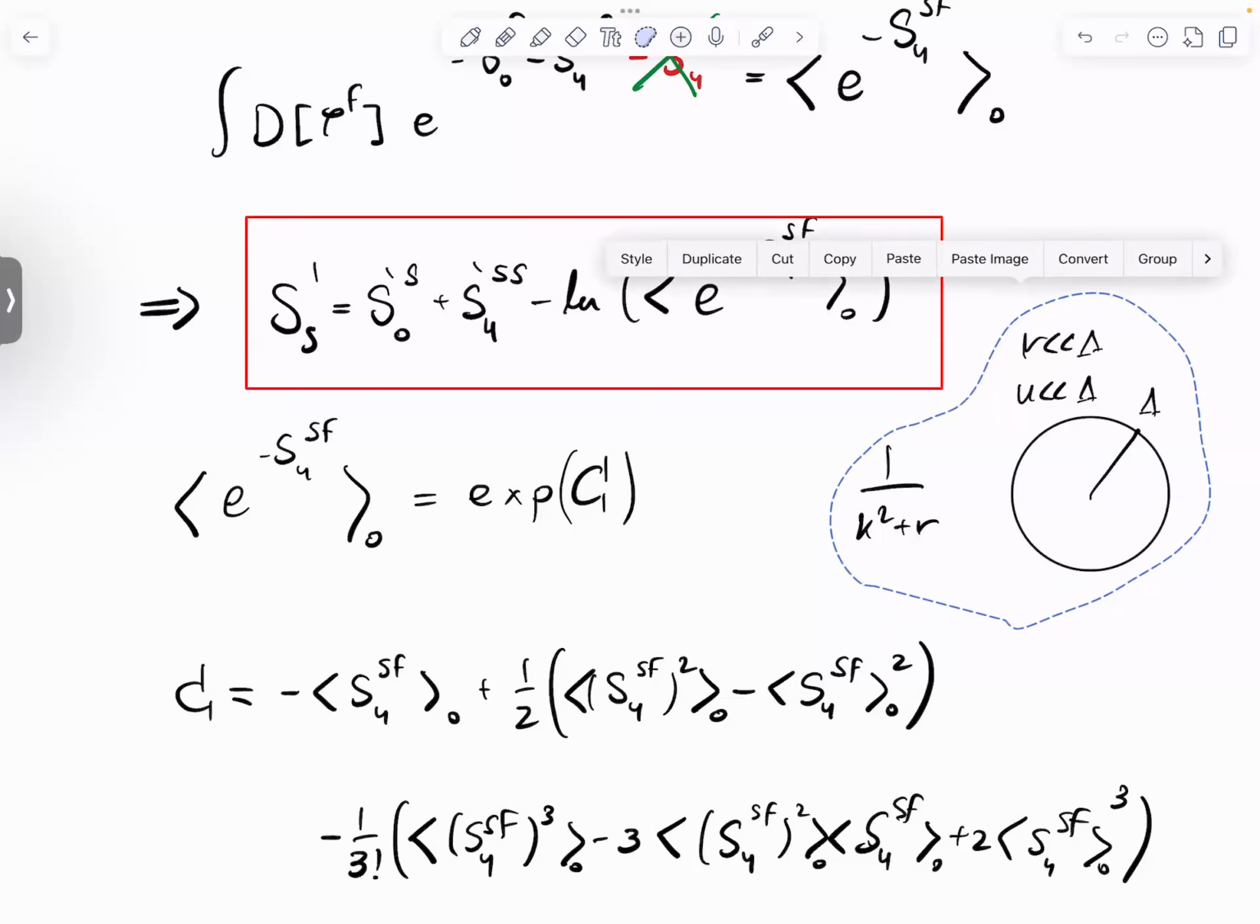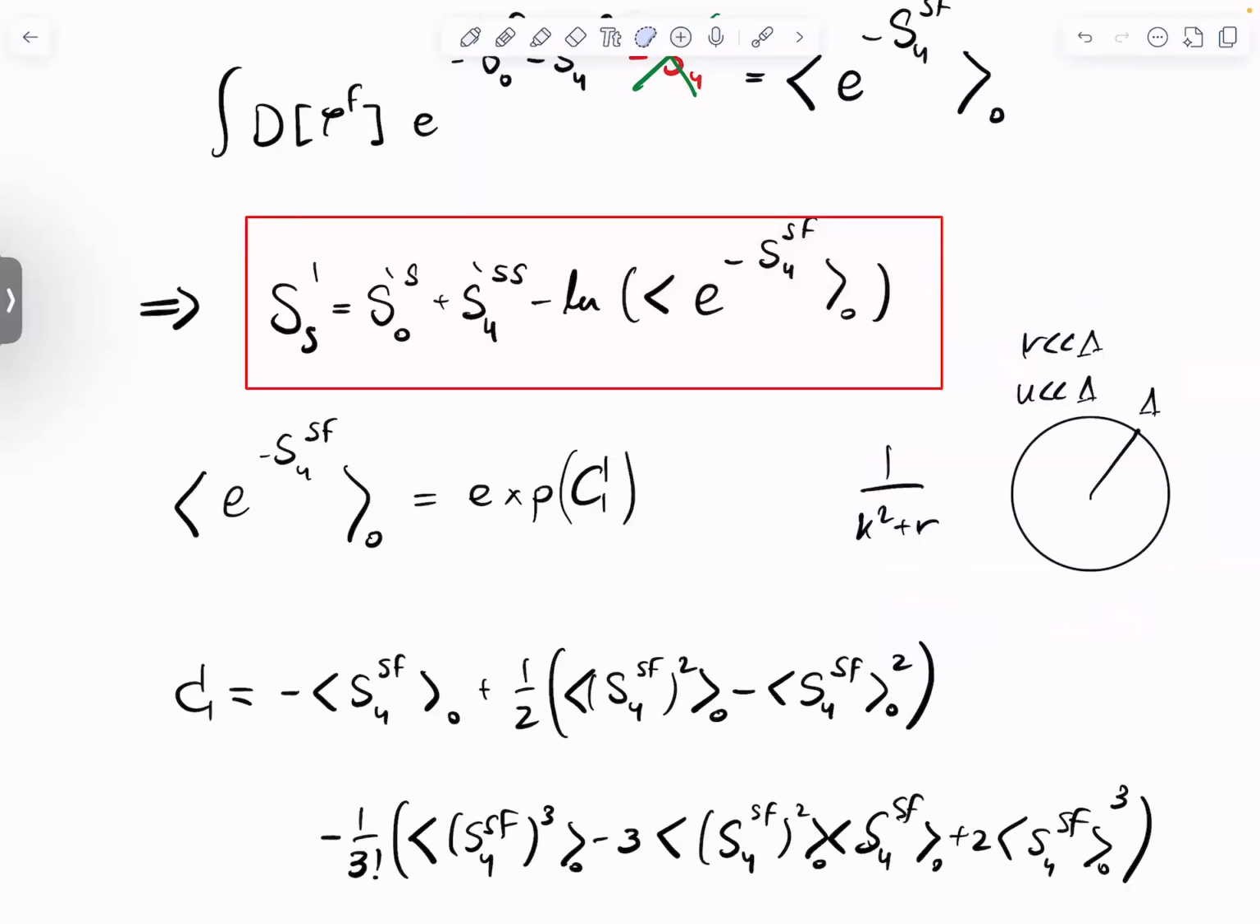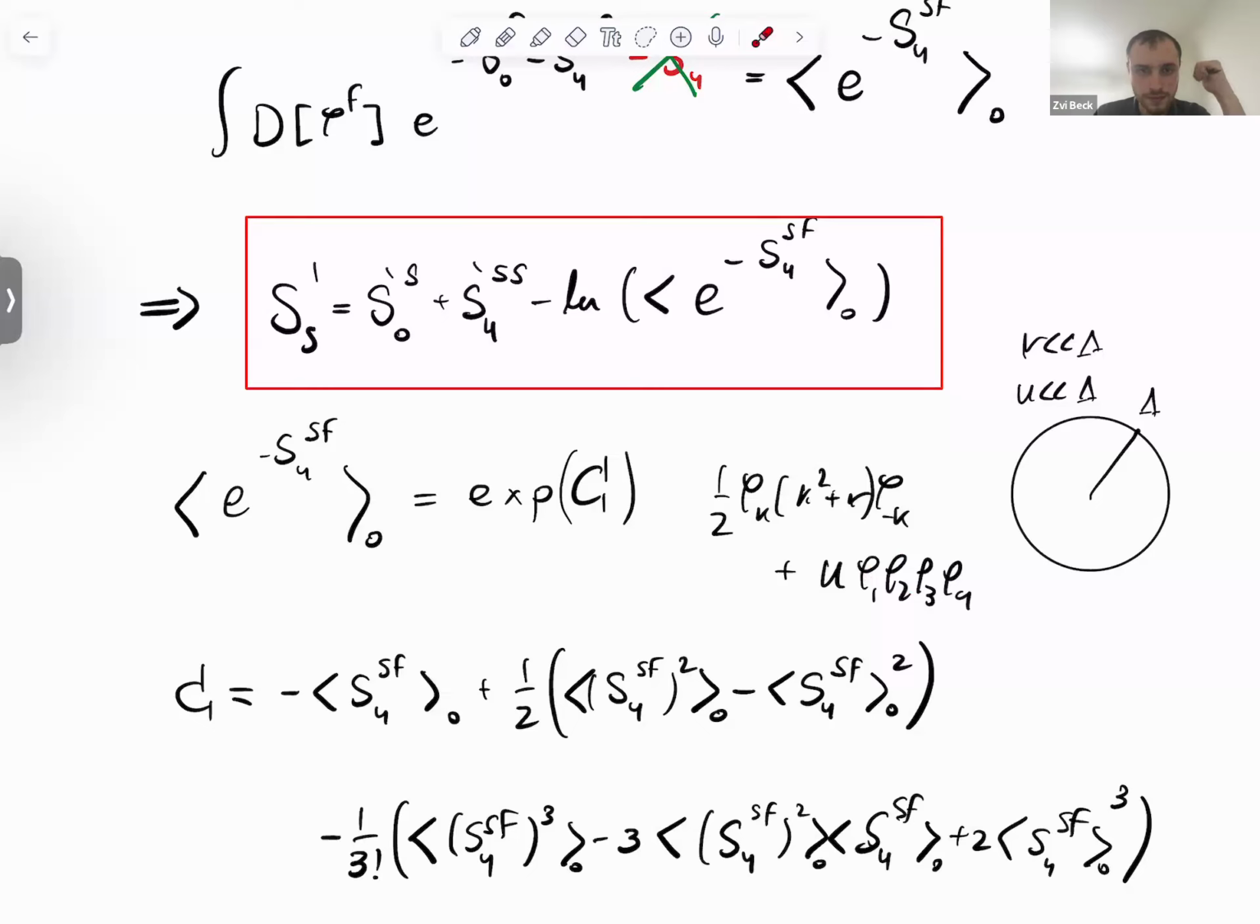You know what? Maybe forget about the Green's function. Maybe a better way to think about it is just the action, right? The action has something like phi k squared plus r phi minus k, and then you have the interaction, like phi 1, phi 2, phi 3, phi 4. What I'm trying to say is that when this k is very large, it's the most important thing. So it means that at very, very high momenta, the effects of R and U are negligible. Okay. It's basically like a free wave.